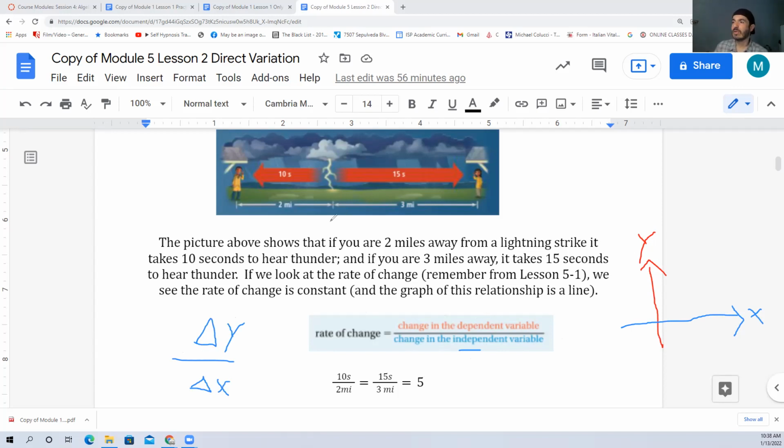If we're starting at 0, they're giving us 2 numerical expressions to come up with the answer. The change in the dependent is 10. The change in the independent is 2. 10 divided by 2 gives us the rate of change. It's 5. They took another data point. They came up with 15 seconds and 3 miles, 15 over 3. That rate of change is constant, meaning there's direct variation. If we were to go to 4 miles, we would get 20 seconds. If we would go to 5 miles, we would get 25 seconds. Okay.